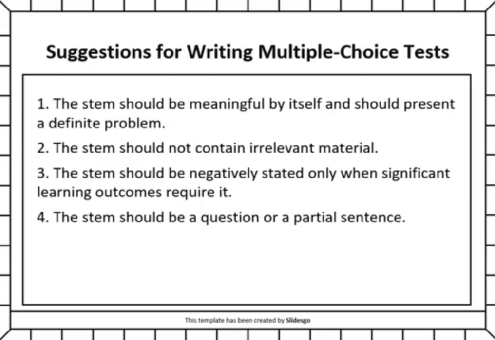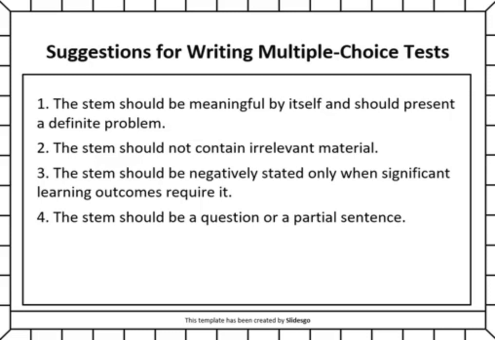Third one, the STEM should be negatively stated only when significant learning outcomes require it. So negative phrasing can be difficult for students to understand. The negative element should be highlighted in italics or uppercase. For example, which of the following is not cited as an accomplishment of Arroyo administration? So the word not dapat naka-caps lock siya or italic if a significant learning outcome requires it, such as the identification of risky laboratory or clinical practices.